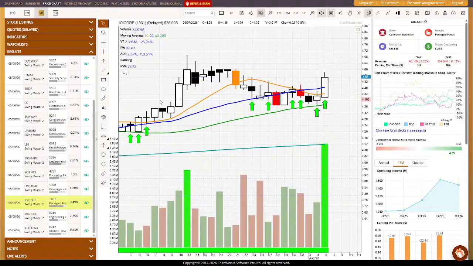Now I'm going slow, teaching you the components one by one. But if I were to do it myself, half an hour is enough for me to look at Bursa, SGX, and US stocks. This is how we do our screen every night. Literally, 30 minutes is all we need, and 30 minutes will be all you need as well.